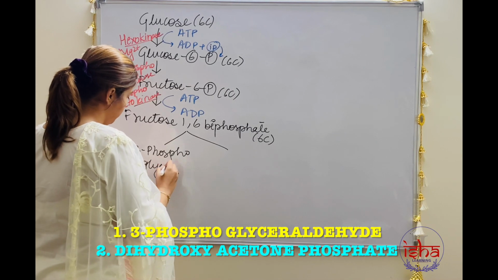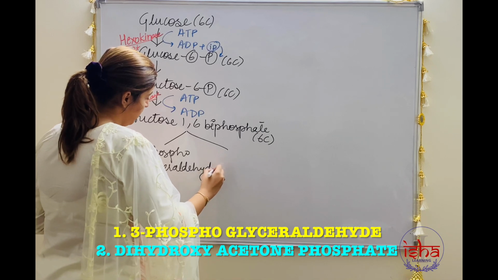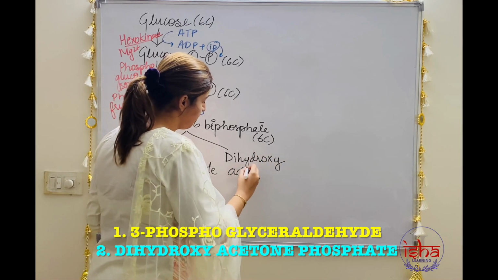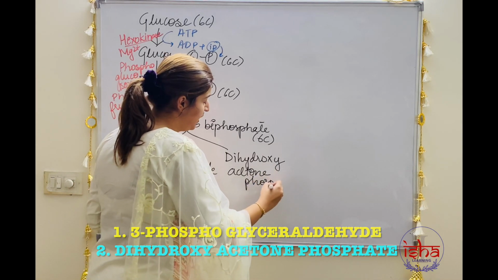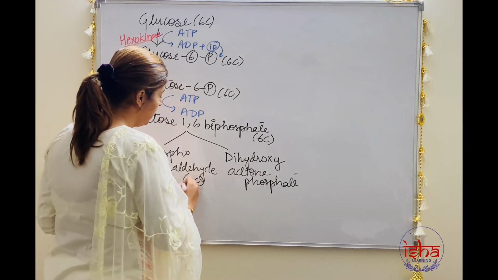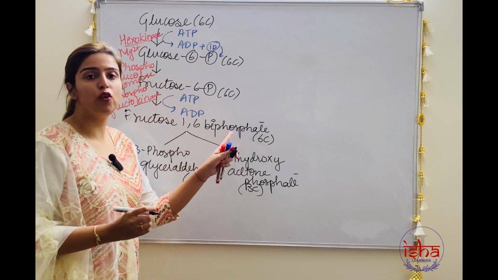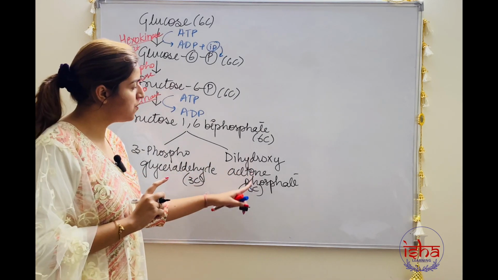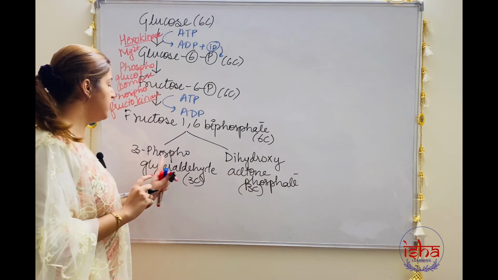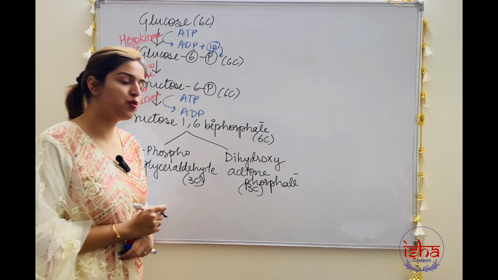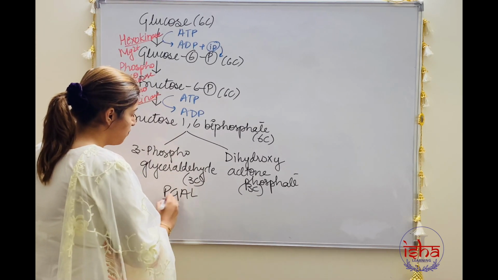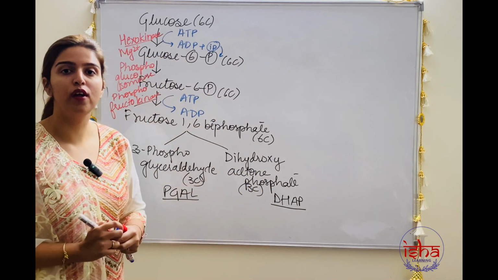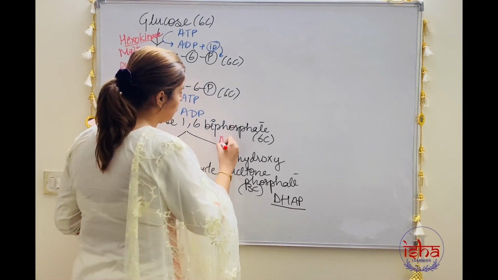3-phosphoglyceraldehyde. The next molecule is going to be dihydroxyacetone phosphate. Both of them being 3-carbon compounds. We saw that fructose 1,6-biphosphate had two phosphate groups. One phosphate group is going to be divided in each molecule. One phosphate in dihydroxyacetone phosphate and one phosphate in 3-phosphoglyceraldehyde. The abbreviations used here are PGAL for this molecule and DHAP for this molecule. The enzyme that is responsible for the splitting reaction is known as aldolase.